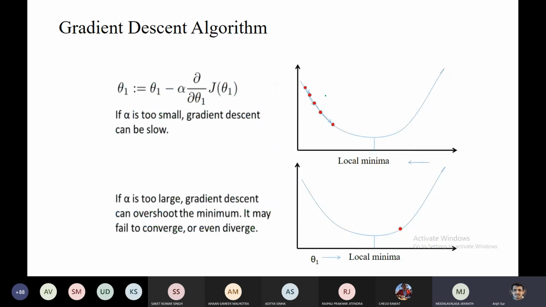Now, what is the implication of this alpha? If alpha is too small, it takes a very tiny step, as it is shown here.